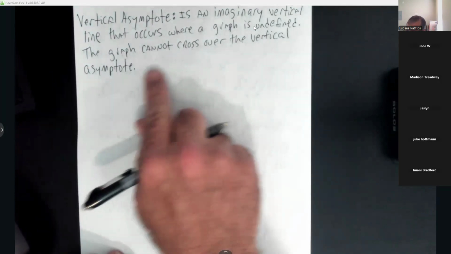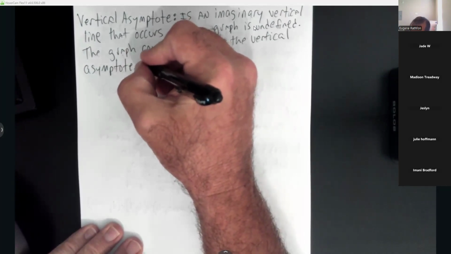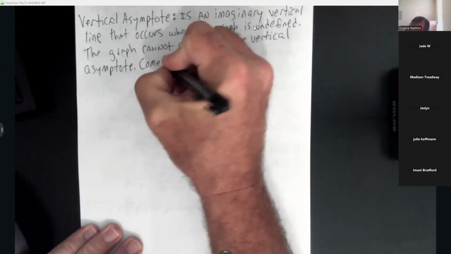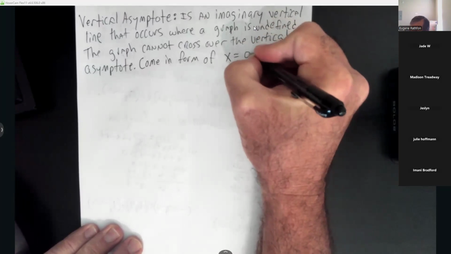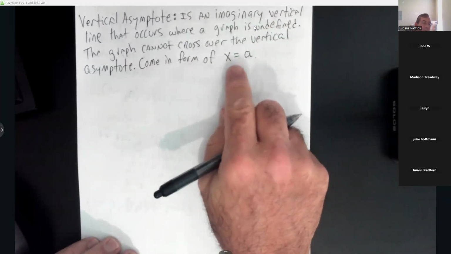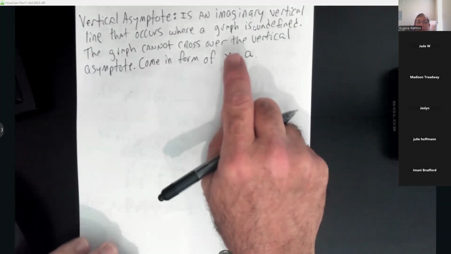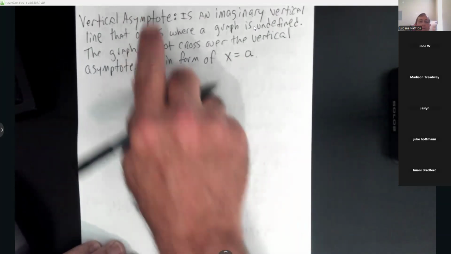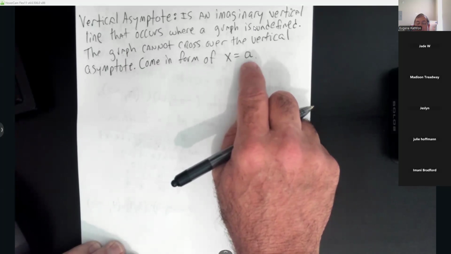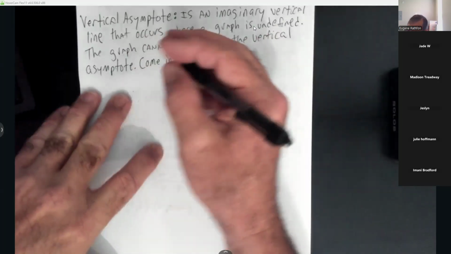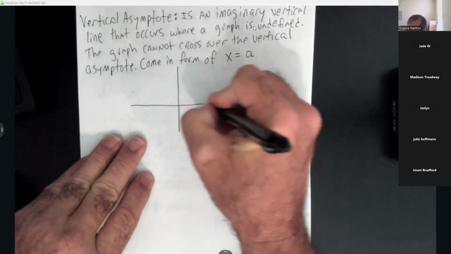Okay, so the graphs cannot cross over it, and they come in the form of an equation. X equals some number. Okay? Because remember, when we were graphing, X's were vertical lines when we graphed them, okay? So that's why these vertical asymptotes come in this form. Okay? So what that would mean, say I had me a graph here.